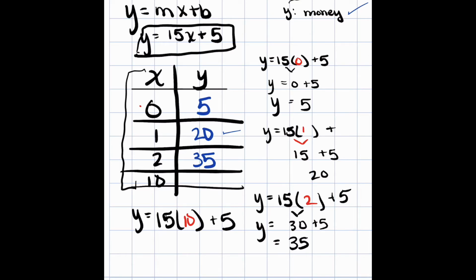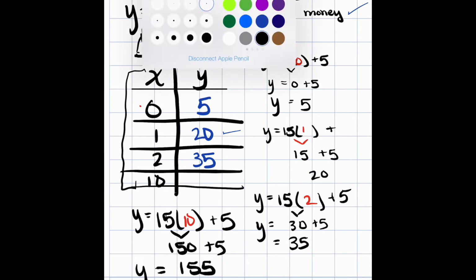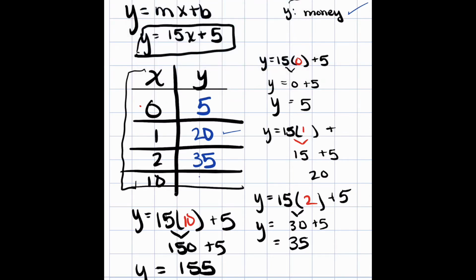Okay, so let's finish off this one. 15 times 10 is 150. Plus 5 will be 155. So if her boss worked her for 10 hours a day, in just that one day, she's going to go ahead and make $155. Okay?